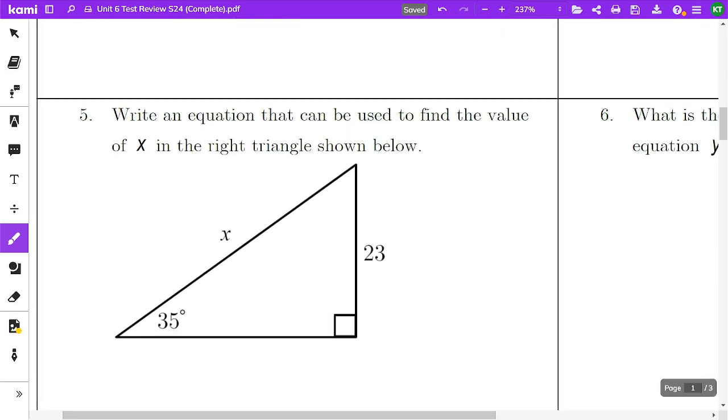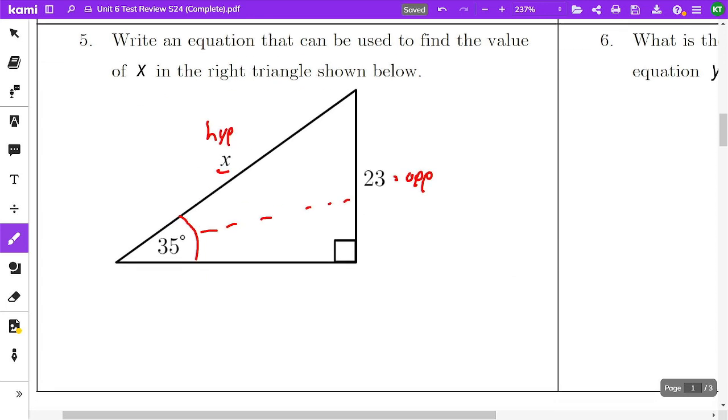Number 5, it's asking us for an equation that would allow us to find the value of x on our triangle shown. So we have our angle here, 35. We'll consider that as our theta. And then we have a side here, which is opposite of it. And then we also have x, which is going to be our hypotenuse because it's across from my right angle. So that's my hypotenuse.